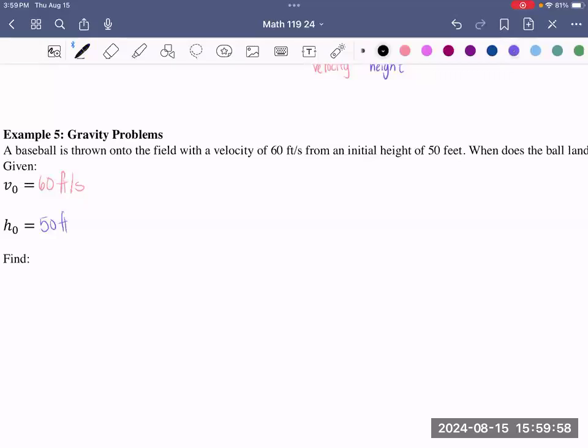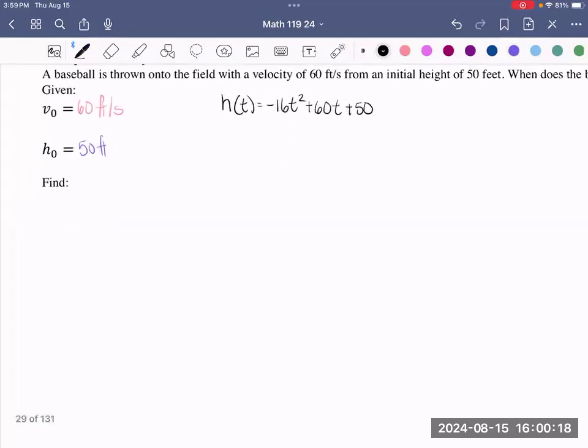So that means if we're trying to create some sort of equation, this -16 we said is gravity, so it's always going to be there. -16t squared plus 60t plus your 50 feet. So now what are we asked to find? Well, we are asked, when does the ball hit the ground?